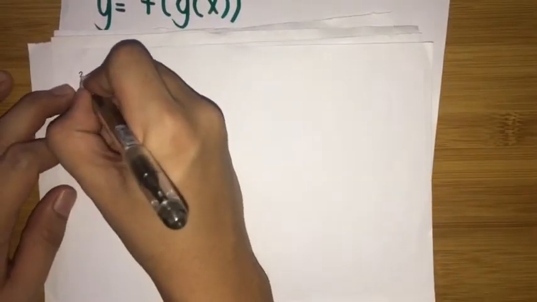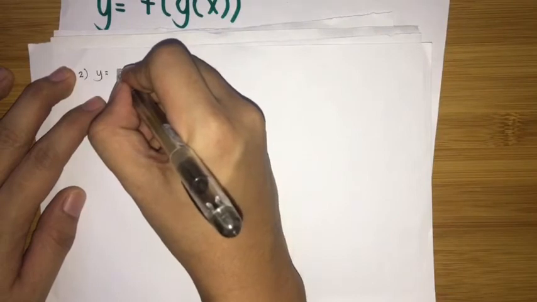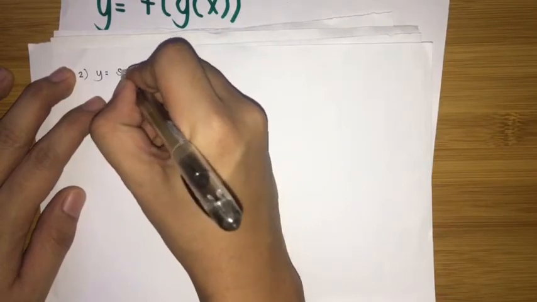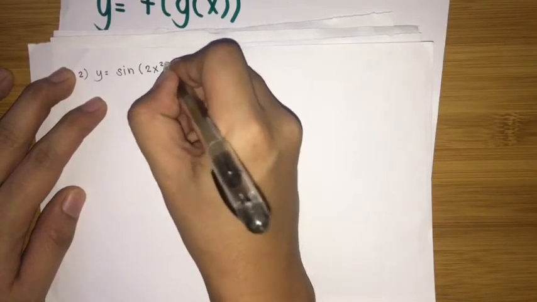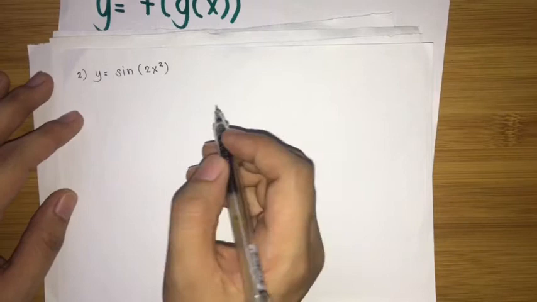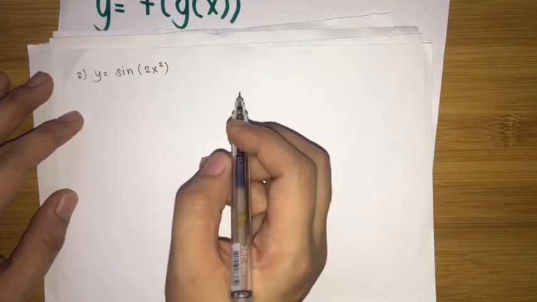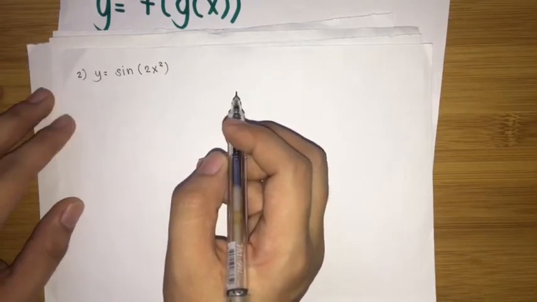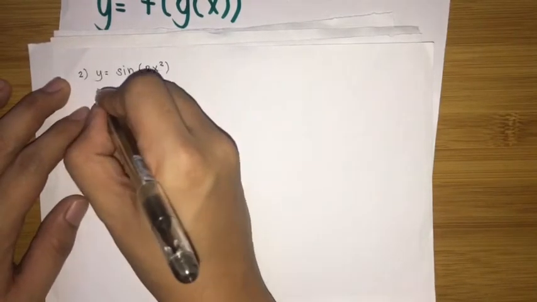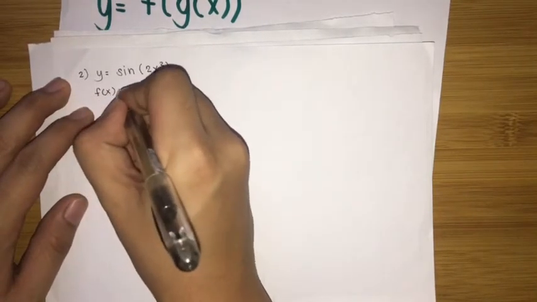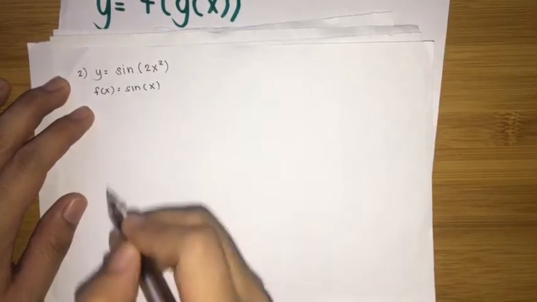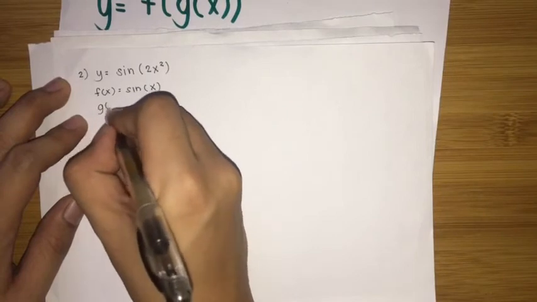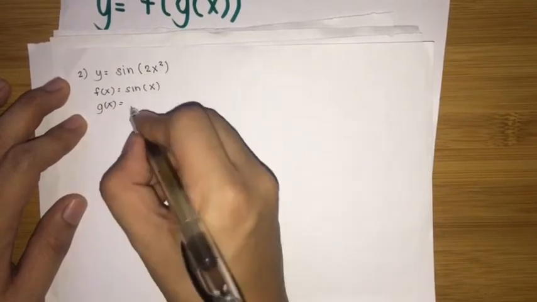Let's say we have y equals sine of 2x squared. So again, kung gusto natin i-decompose ito sa f of g, sa f and g function, we can let f of x, the outside function, to be this sine x, and then the inside function will be itong 2x squared.